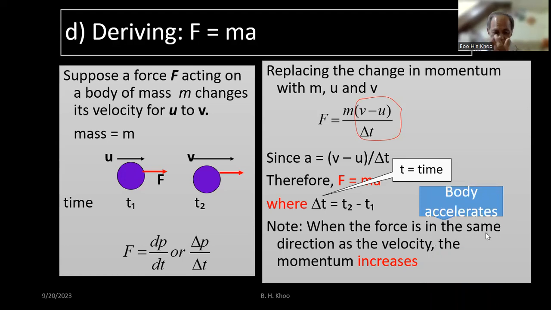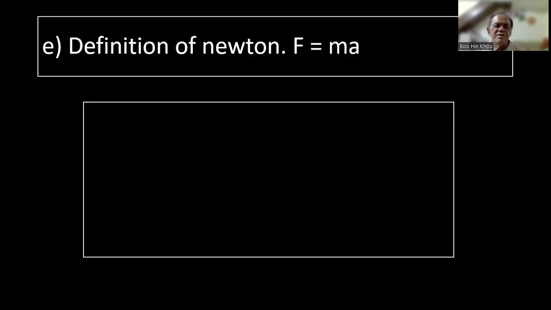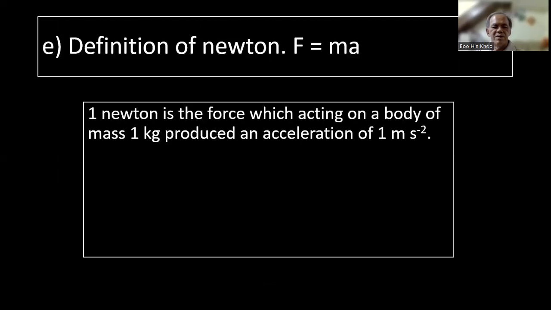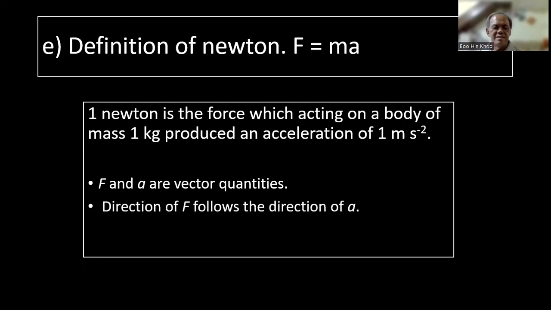Body accelerates. Force in the same direction as velocity, the body accelerates. Force opposite the direction of velocity, it decelerates. Definition of Newton: 1 Newton is the force which, acting on a body of mass 1 kilogram, produces an acceleration of 1 m s^-2. F and a are vector quantities. The direction of F follows the direction of a.